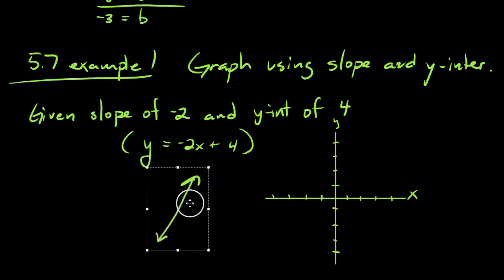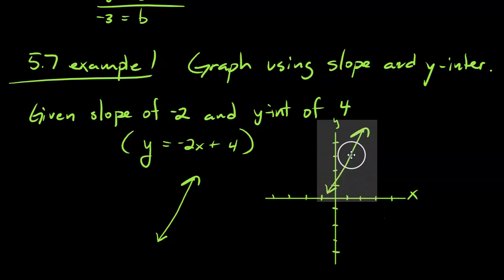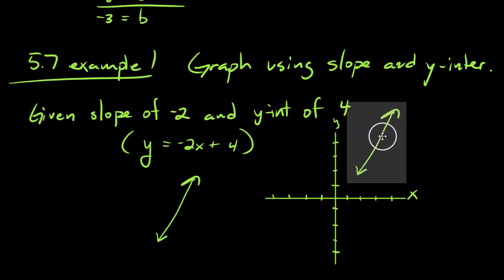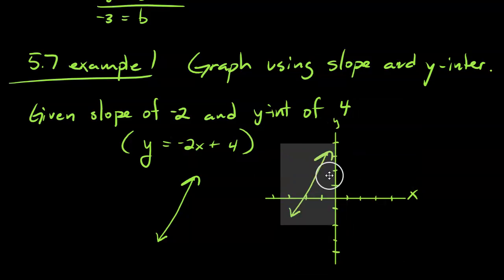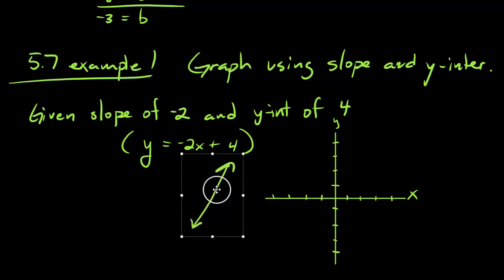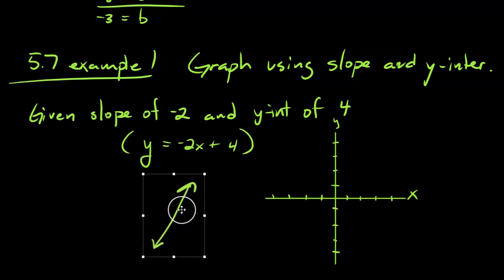So if I draw a slope of 2, I don't know where to actually put it, because this line could be anywhere. The whole point of that plus 4, the y-intercept, is to tell us where to draw our slope of 2.